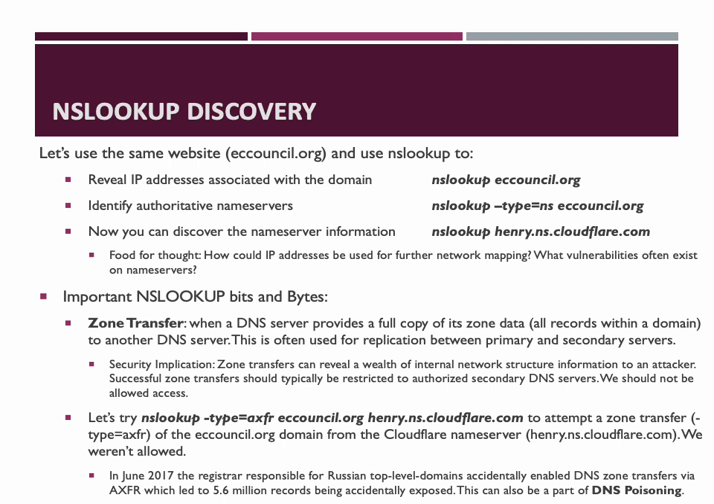Successful zone transfers should typically be restricted to authorized secondary DNS servers. We should not be allowed access, right? That's very, very important. So let's try NSLOOKUP, type AXFR, EC Council, for the name server henry.ns.cloudflare.com, to attempt a zone transfer. That's dash type equal to AXFR of the EC Council domain from the Cloudflare name server henry.ns. So we're trying to see if it's going to spill its guts.